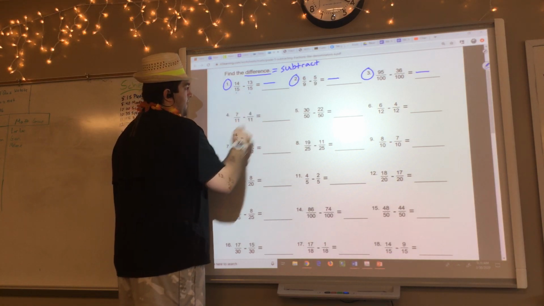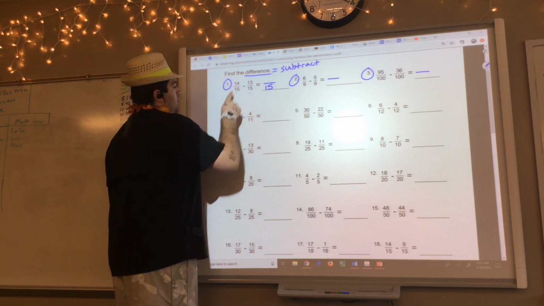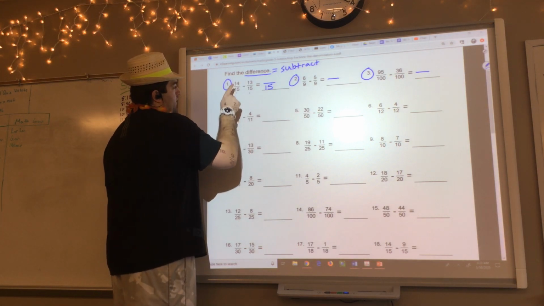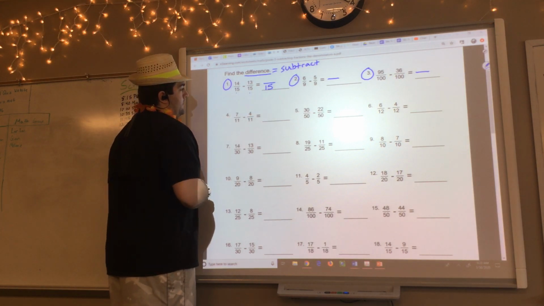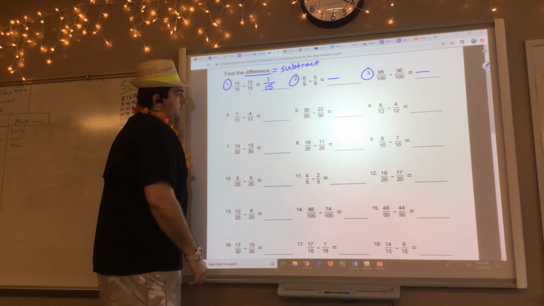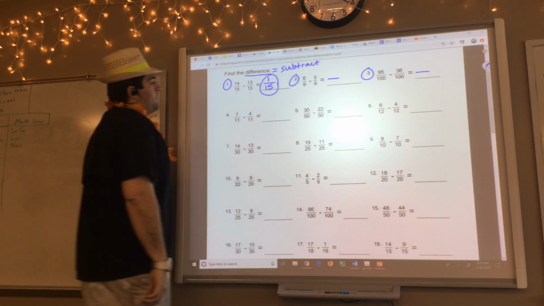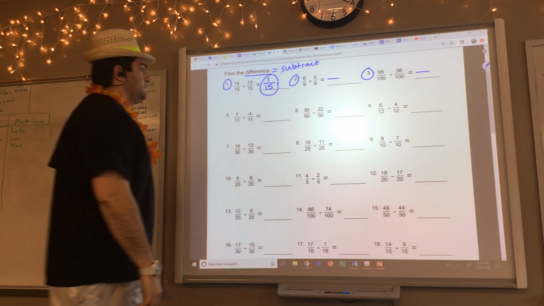Okay, 15s are the same. So go ahead and bring that over. So now the only math you got to do from here is 14 minus 13. Okay, 14 minus 13, which gets you 1 over 15, or 1/15. Circle your answer.